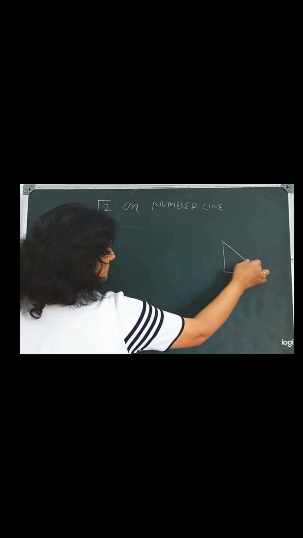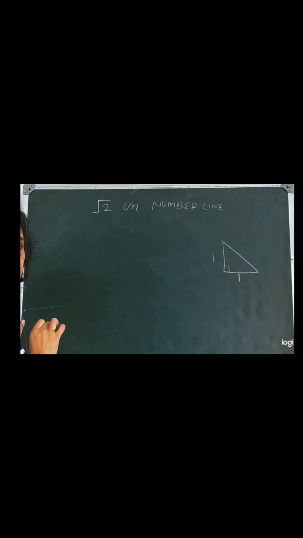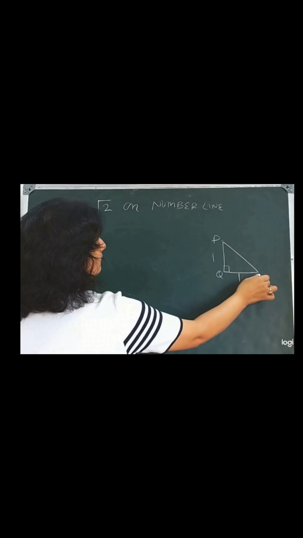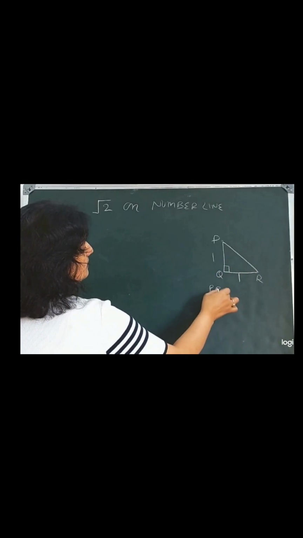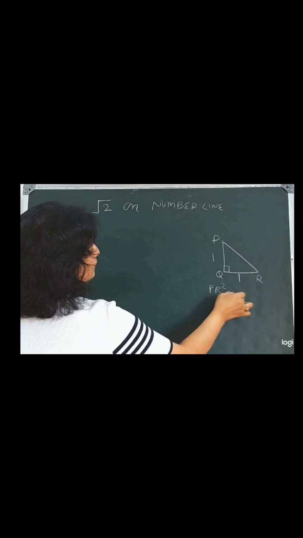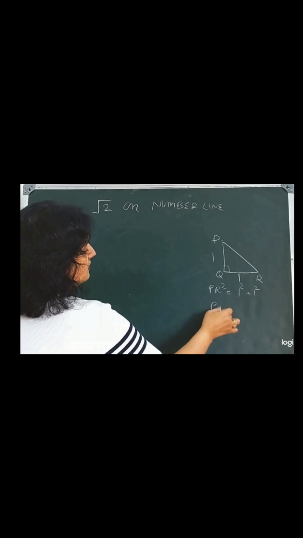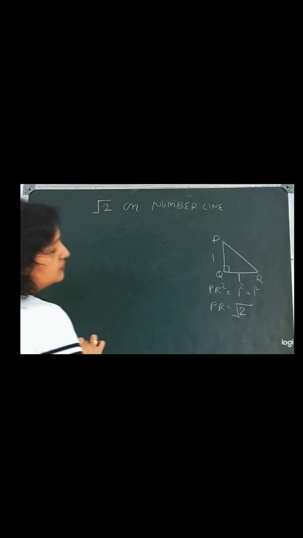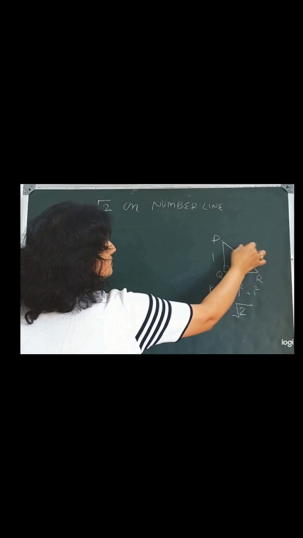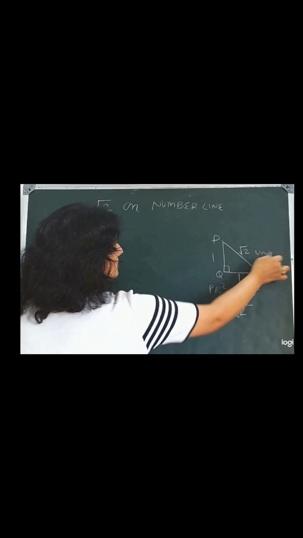If it is a right angle triangle, this is 1 unit and this is also 1 unit, then by Pythagoras theorem, PR square is going to be equal to 1 square plus 1 square, and then further PR is going to be equal to square root of 2. Means hypotenuse is coming for root 2 units.